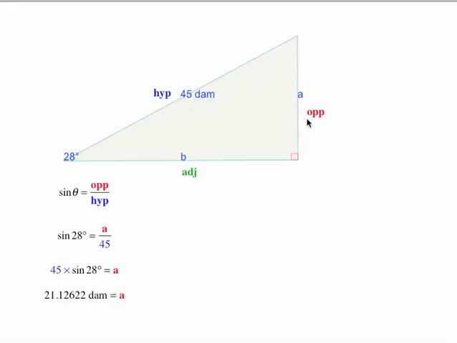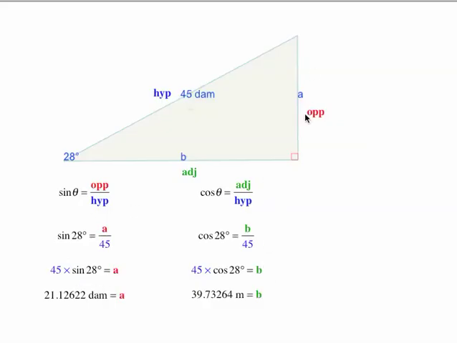Then to get our B side, what I'm going to use is the B is the adjacent side, right? So we know the adjacent and we know the hypotenuse. Okay, so I'm going to use cosine of theta is adjacent over hypotenuse, and the adjacent is our unknown, B, and our hypotenuse we know is 45. So then to get B alone, I'm going to get rid of the 45. I'm going to cross multiply it by the 28. So 45 times cosine of 28, using your calculator, you get 39.73264 decameters.